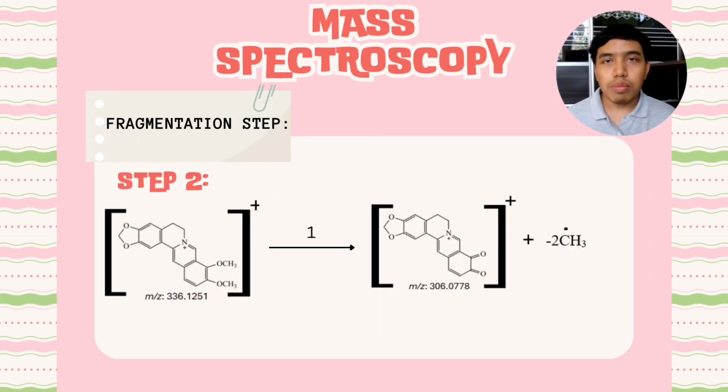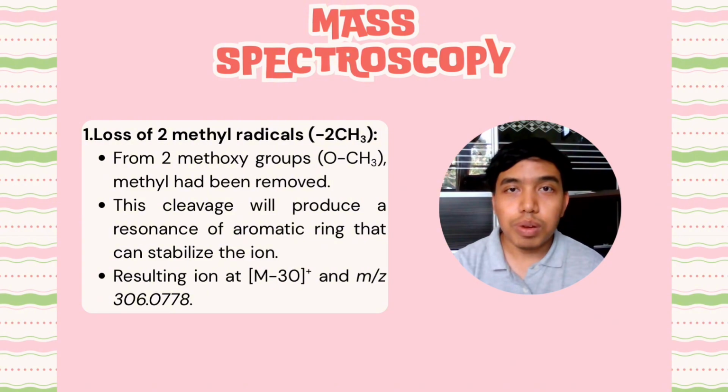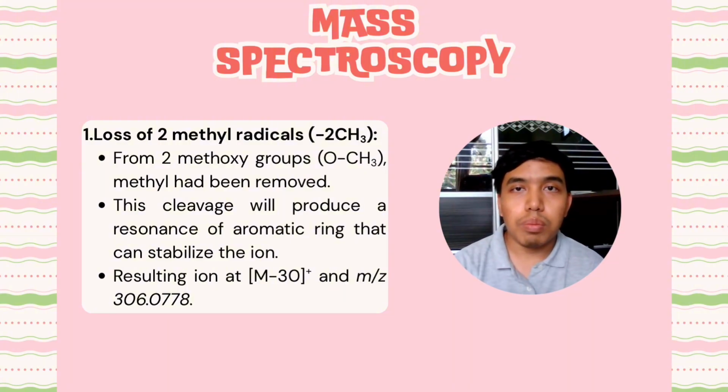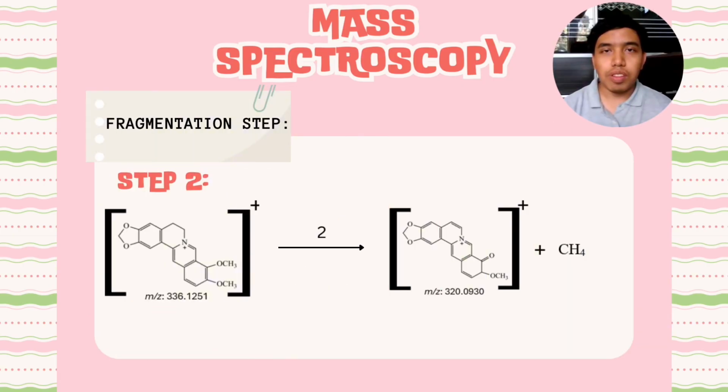After the ionization step, the second step is the fragmentation pathway. Based on this diagram, the first pathway is the loss of two methyl radicals. The first fragmentation pathway involves the loss of two methyl radicals from the methoxy groups. This specific cleavage is favorable because it produces a resonance stabilized aromatic ion, appearing in our spectrum at a mass to charge ratio of 306.0778.